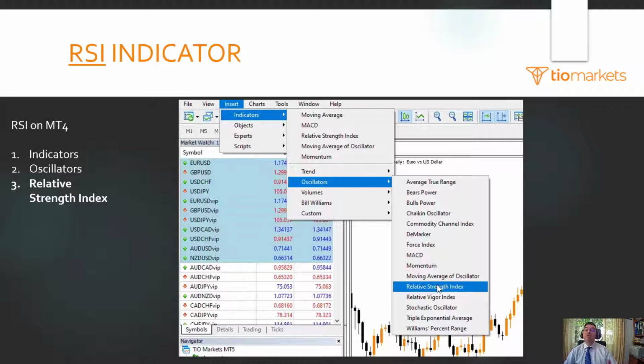So how do we find the RSI and how do we put it on our charts? Well, if you're an MT4 user, which most of you are, you can go to the MT4 platform. You click on Insert, Indicators, Oscillators, because RSI is an indicator and an oscillator. And then it doesn't come up as RSI. It comes up as Relative Strength Index.